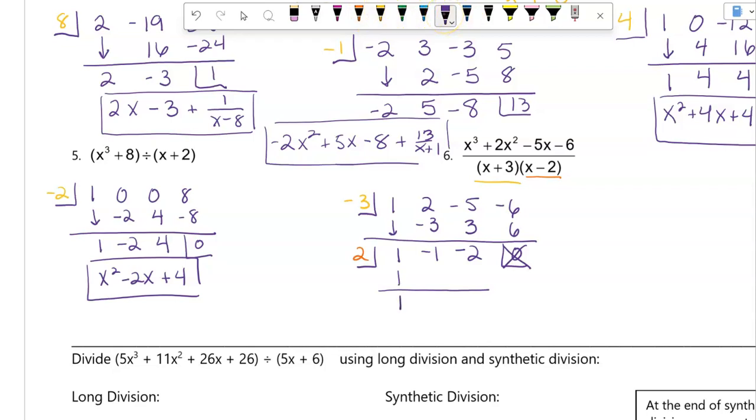So bring down the 1. 1 times 2 is 2. Add them up. 1 times 2 is 2 again. And they add up to 0. So no remainder again. And now we're down to a linear function. So that's going to be x plus 1. So what we got down to when we did 2 rounds of synthetic division, we went from cubic to quadratic. That's what this one was, a quadratic. And then quadratic down to linear.